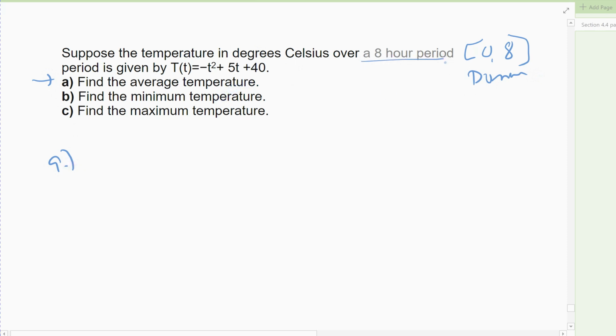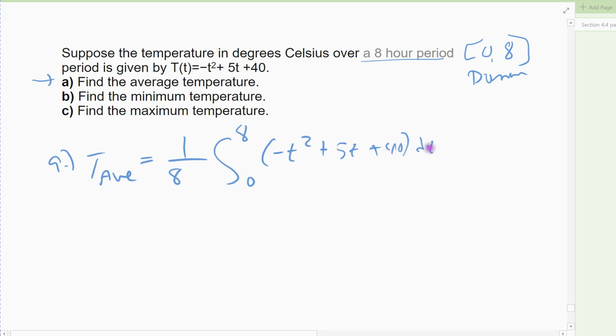So from 0 to 8, right? For the 8-hour period, we want to find the temperature average from 0 to 8, which again is just 1/8 of the integral of that temperature function, which again you can solve by hand or graphically. Just make sure you're careful. It is an ugly fraction that comes out.